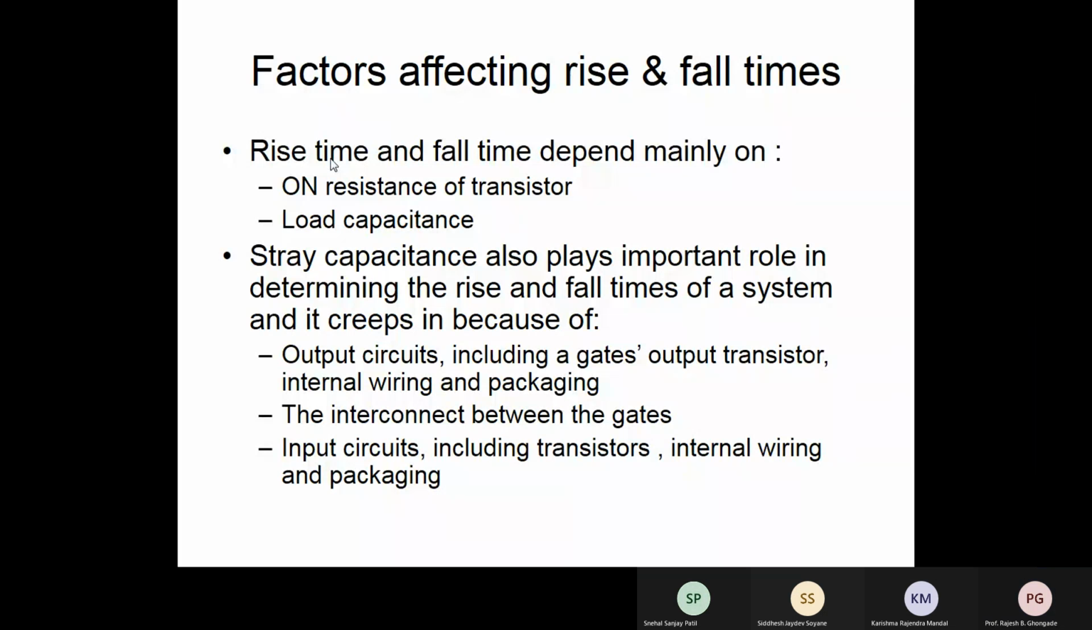Okay, so it will also determine the rise and the fall times. This particular stray capacitance will be there because of the output circuits, including gates, output transistor, internal wiring, packaging, and interconnects. All this may give rise to stray capacitance. So this is the basic culprit, or let us say a group of culprits, which is going to affect the rise time and the fall time.